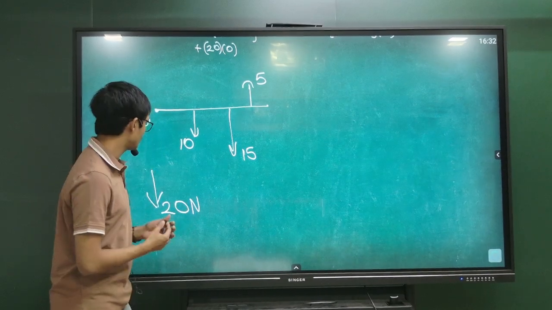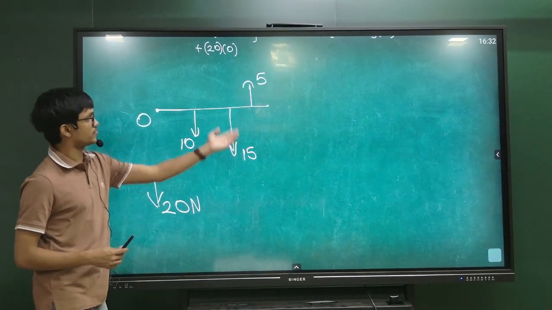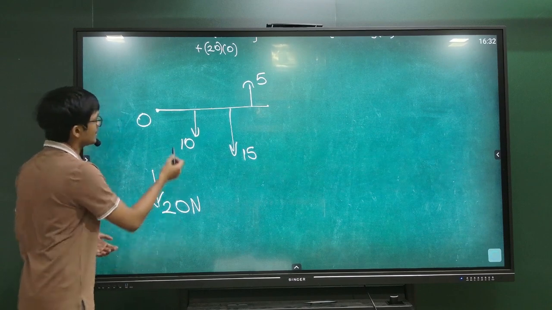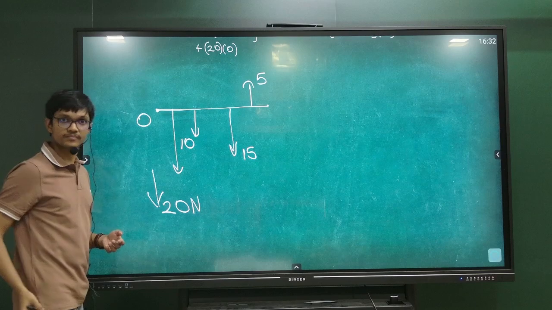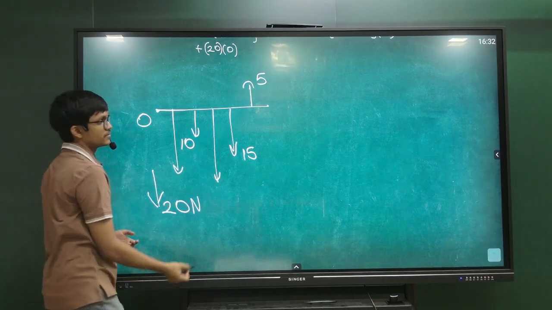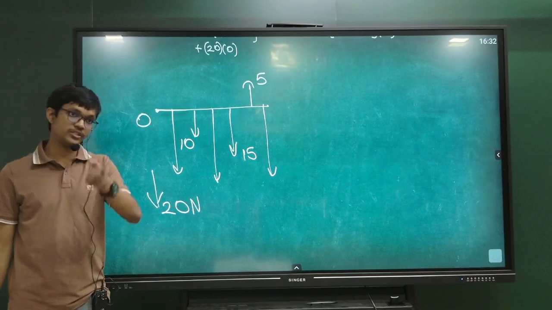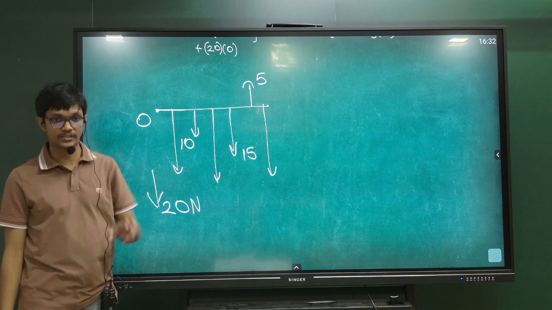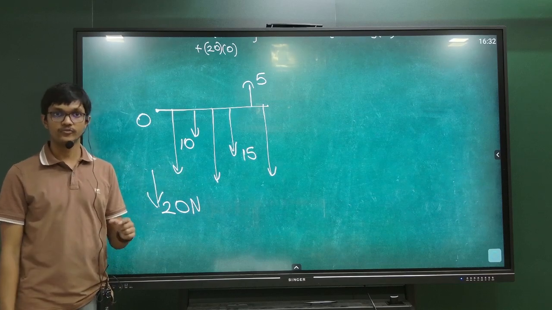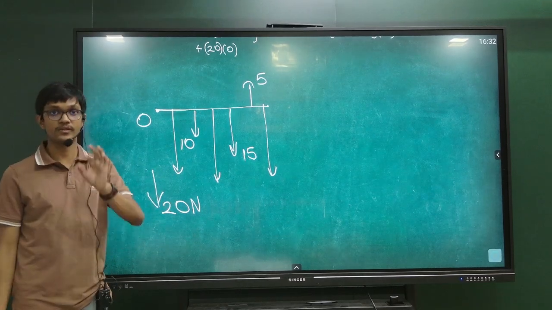That means this is the resultant, 10 plus 15 minus 5. This 20 Newton, whether it's here, whether it's here, whether it's here. See? Just finding the resultant is not enough. You have to find its line of action. Otherwise, it's not a complete answer.